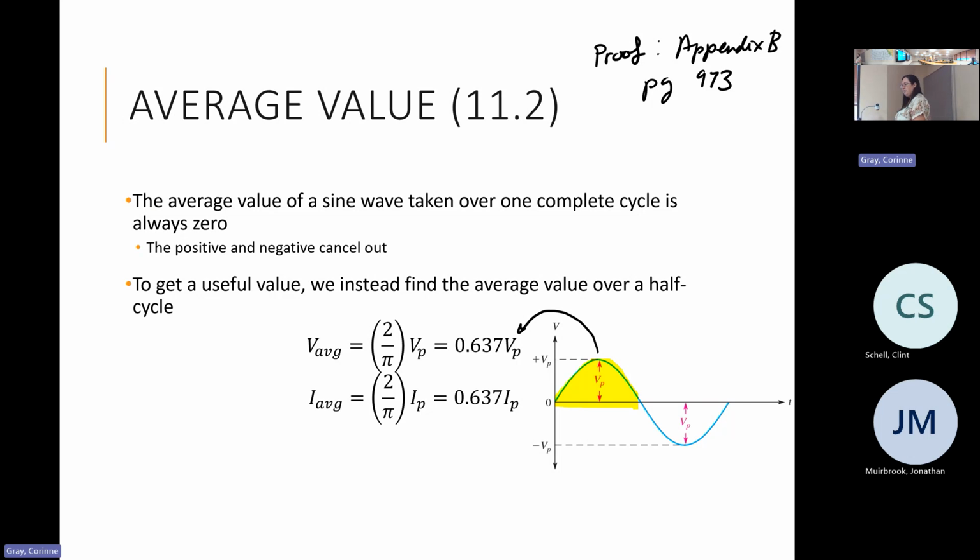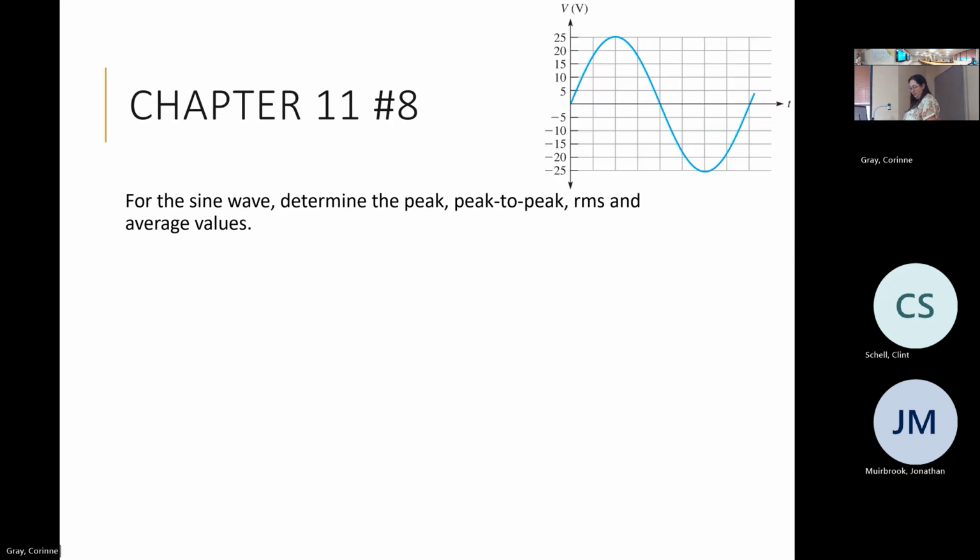All right, so any questions before we do our first example? We are looking for a couple different values here. So why don't you go ahead and try to find what they are.